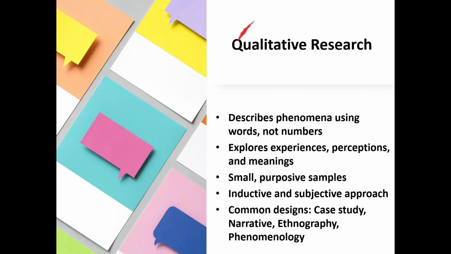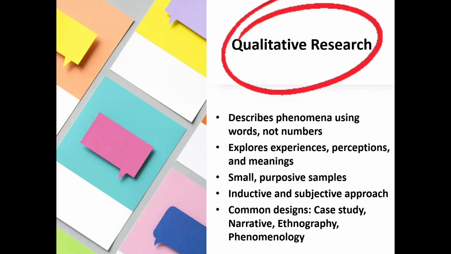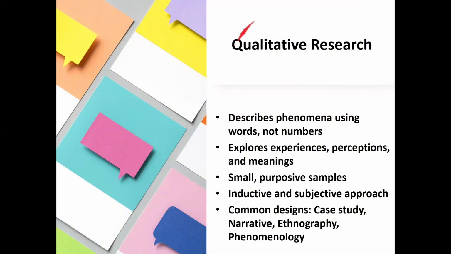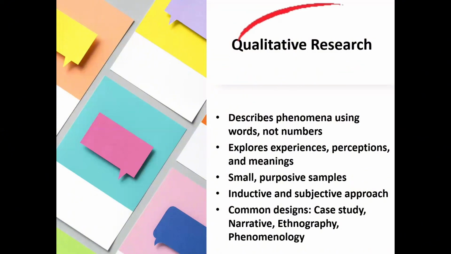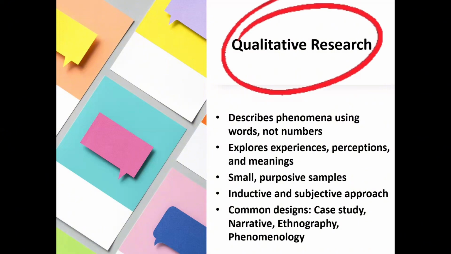The type of sampling technique usually used in qualitative research is a non-probability sampling technique. And the most popular one among the non-probability sampling techniques is the purposive sample. The approach is usually subjective and inductive. Common designs that we use in qualitative research are case study, narrative, ethnography, phenomenology. Let me try to differentiate between these designs.